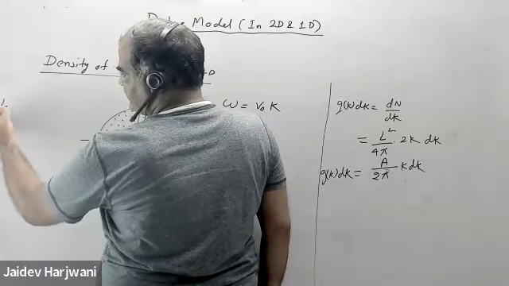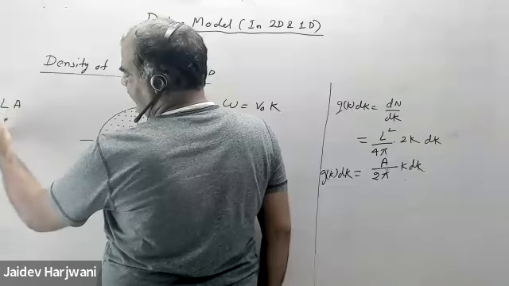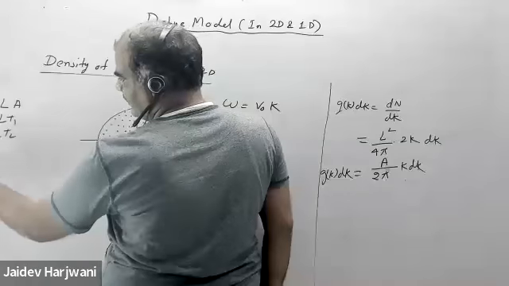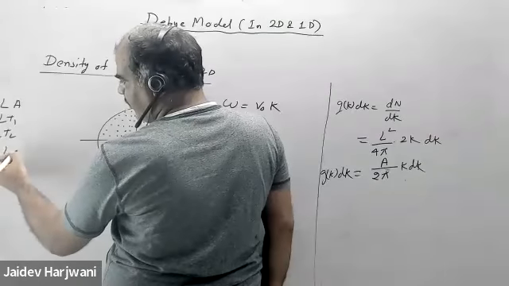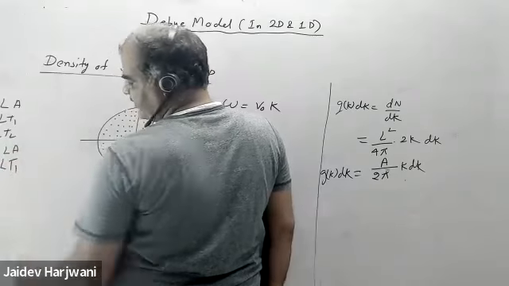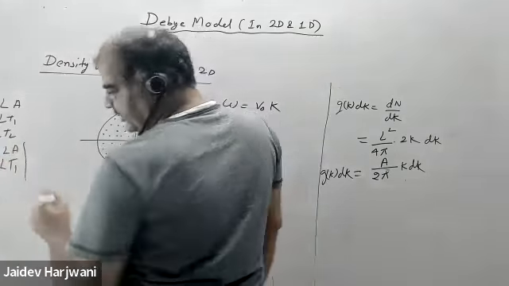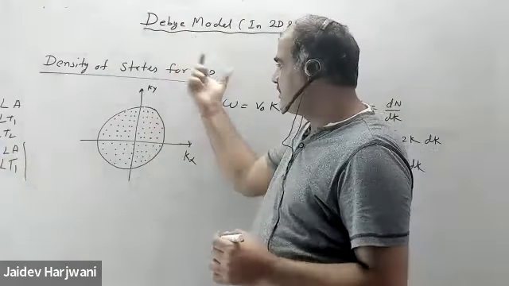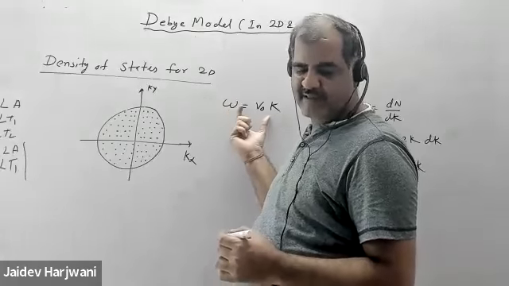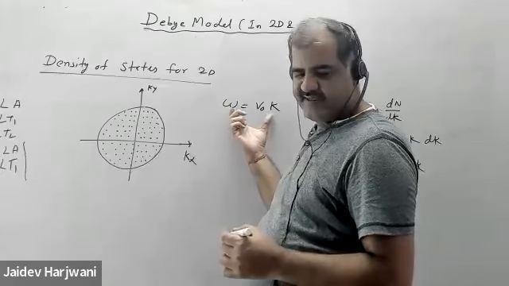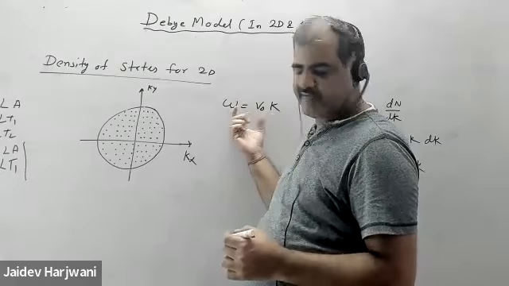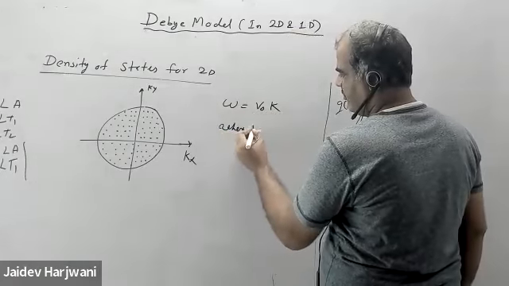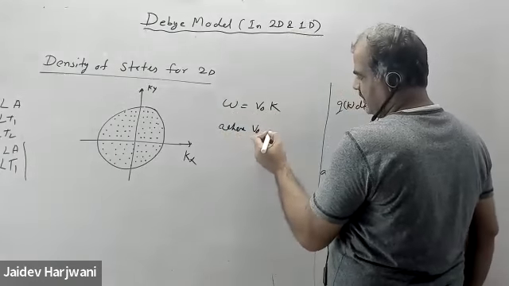One is longitudinal acoustic, and two are transverse, this is in 3D. If it is 2D, then we have longitudinal acoustic and transverse, 2 branches. Optical branches we are not considering here because the Debye model only considers the acoustic modes, that also long wavelength acoustic modes. So we take this approximation for the dispersion curve: omega is equal to V naught K, where V naught is the velocity of sound, which is constant.